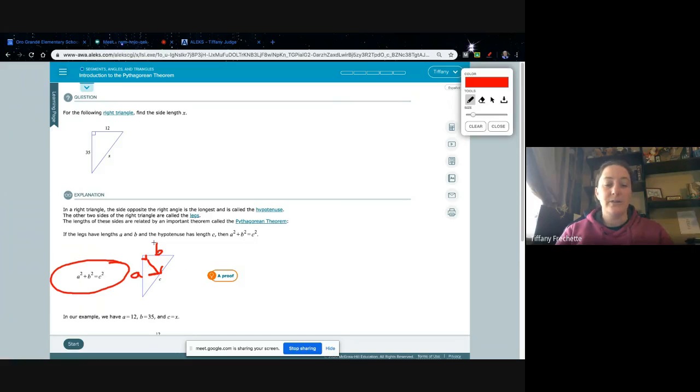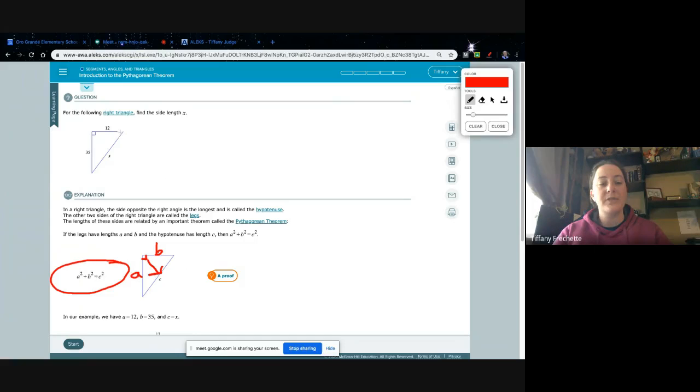All right, so now that we went through our basics again, to find a missing side, for the following right triangle, find the side length x. And they have right triangle highlighted in blue and underlined. That tells you that you can click on that. It will give you a definition of right triangle. Right triangle simply means that it's a triangle that has a right angle in it. So instead of clicking on that, I'm just going to give you the definition there.